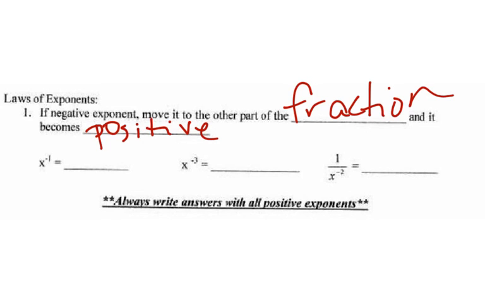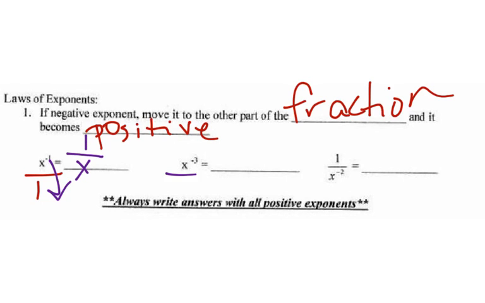An example is that you have x to the negative 1. Make it a fraction, so you put it over 1. If you move it to the other part, you're moving it down to the bottom, and it becomes x to the positive 1. Now, when you move it down to the bottom and it becomes x to the positive 1, you can't leave the top empty, so you have to put a 1 up there.